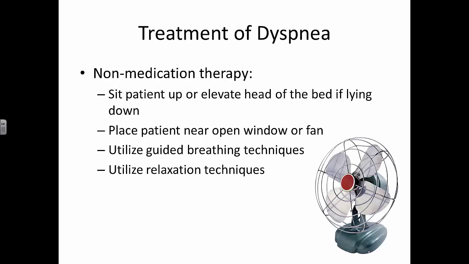For the treatment of dyspnea, we always want to involve non-medication therapies. Some of the best ways to manage it are to sit the patient up and elevate the head of the bed if they're lying down. And this just helps change the position of the fluid in the lungs and can allow them to breathe easier. Place the patient near an open window or fan. Just the sensation of the air movement can relieve that feeling of breathlessness or air hunger.